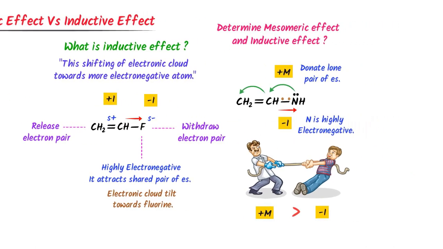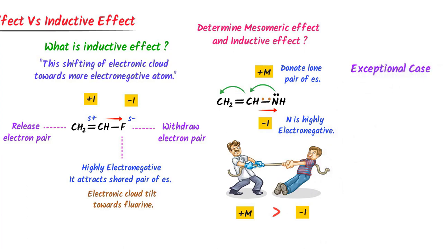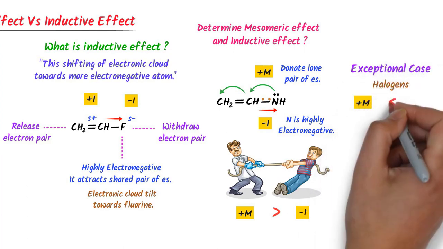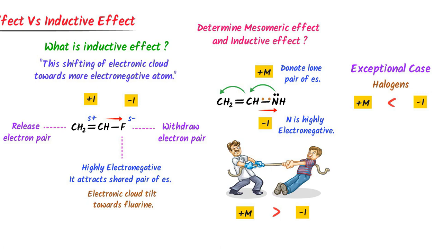Also remember that there is one exceptional case in which negative I inductive effect is greater than positive M or mesomeric effect. It is halogen. For example, consider this organic compound. Here, this halogen or fluorine has lone pair of electrons. It can donate this lone pair of electrons in this conjugated system through resonance. Hence, it is positive M effect.